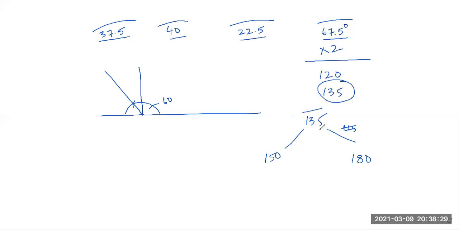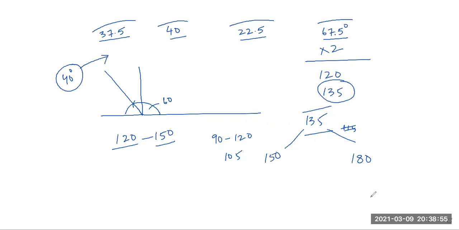Yes, Aman, Simrat, can you tell? How can you draw 135? No, not between 90 and 120. Between 90 and 120, we will have another angle, 105. So 120 and 150, both these angles are possible. So 40-degree angle we cannot draw with compass and needle. Your answer is wrong. Okay.